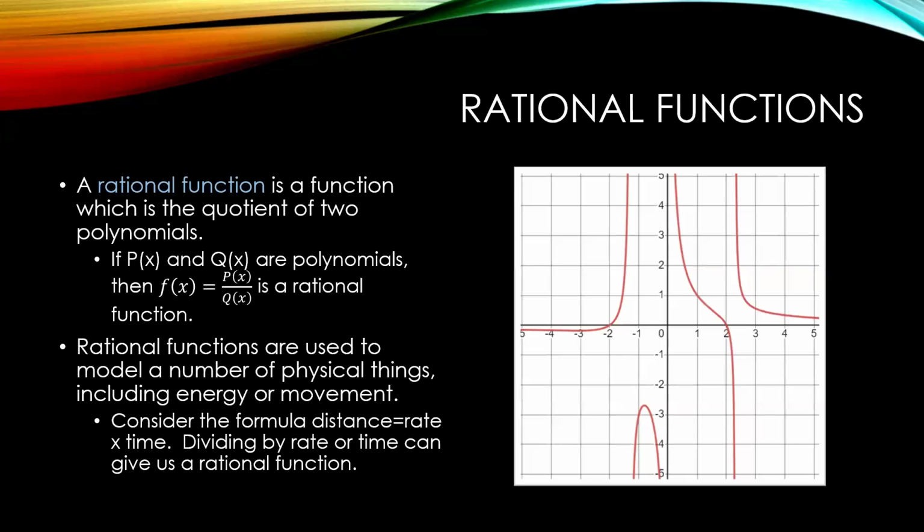Rational functions are used to model a number of physical things, including energy or movement. And one example is, consider the formula distance equals rate times time. If you solve for rate or you solve for time, you're going to be getting a rational function.